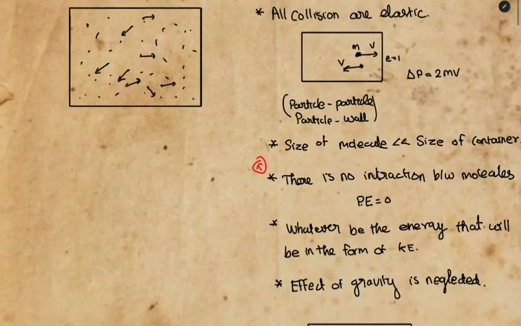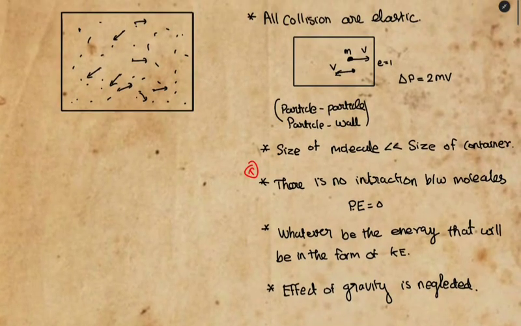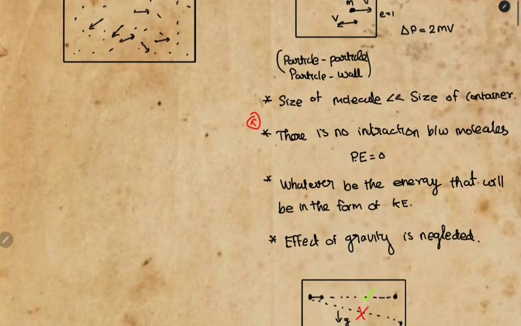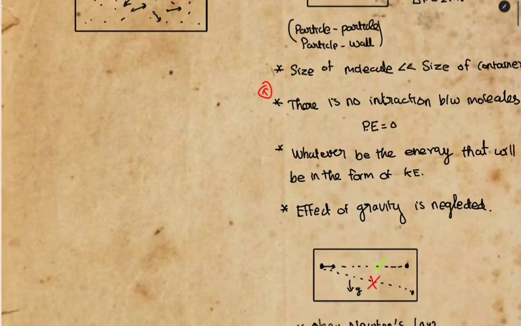Fine. The size of the molecule is very small compared to the size of the container. There is no interaction between the molecules. So basically kq1q2 by r is the potential energy formula, if you remember. If there is no interaction between the particles, then potential energy will be zero. It is very important, remember it.